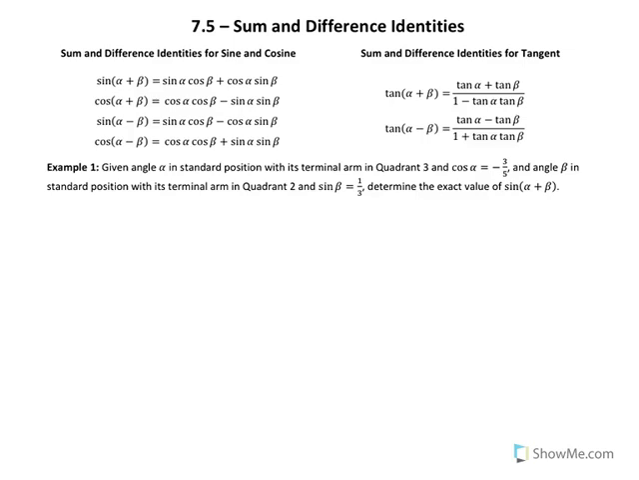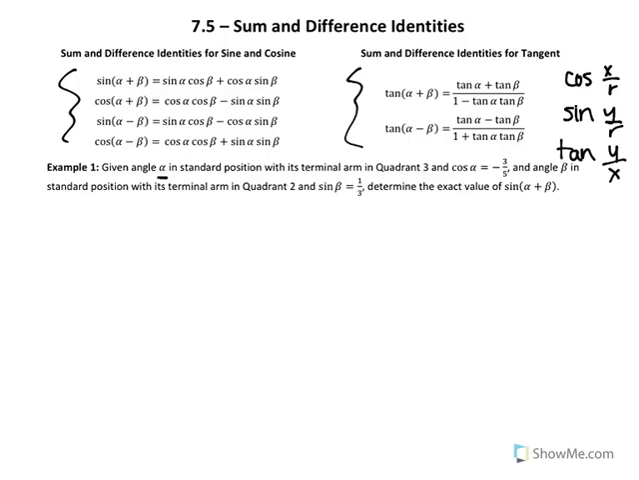7.5, the sum and difference identities. First off, let's quickly remember that cos is x over r, sine is y over r, tan is y over x, because we're going to need those this unit. And these are all of our sum and difference identities. There's a whole bunch of them, and we'll just use them as we go.